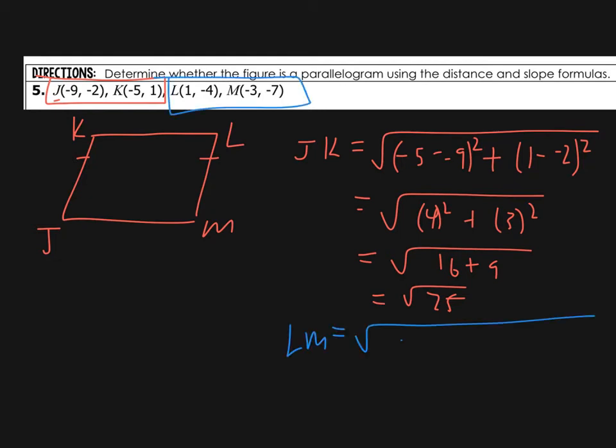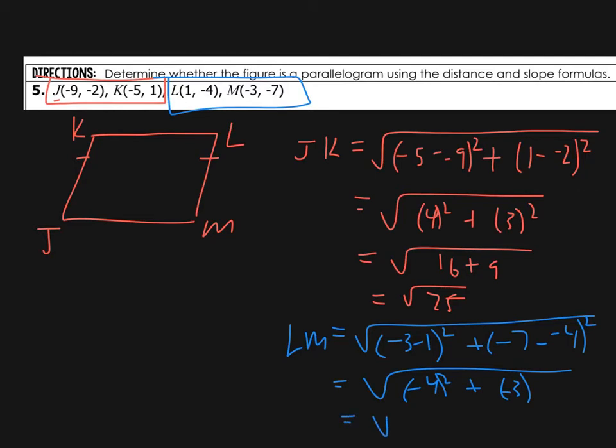LM, I'm going to start with negative 3 minus 1, all squared, plus negative 7 minus a negative 4, all squared. And that's going to give me negative 4 squared plus negative 7 plus 4 is going to be a negative 3 squared. Oops. And that gives us 16 plus 9, which is the square root of 25. So boom, boom, we have that, yes, indeed, they are congruent. So let's move on to the slope now.